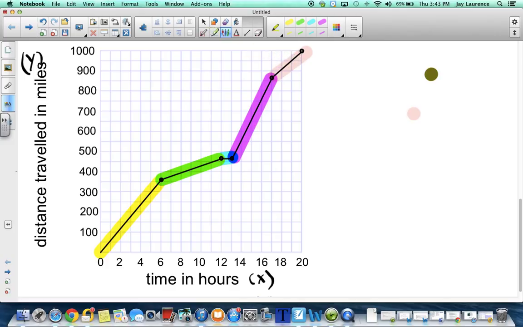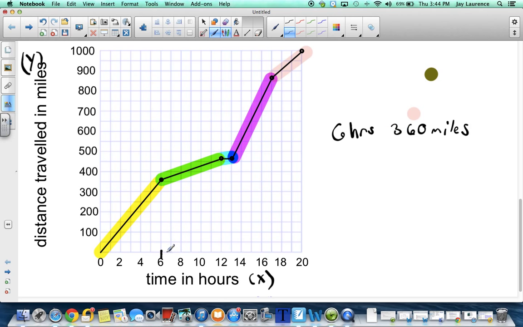Well, what information do we know? How much time has gone by? Well, 6 hours. See this first piece? I'm only talking about the yellow piece. In 6 hours, the family drove, I'm counting by 50s it looks like, right? 50, 100, 150. So the family has driven 350, looks like a little bit more. I'm going to say 360 miles. The first 6 hours, the family has driven 360 miles.